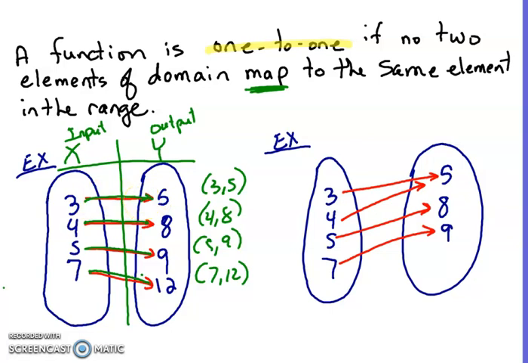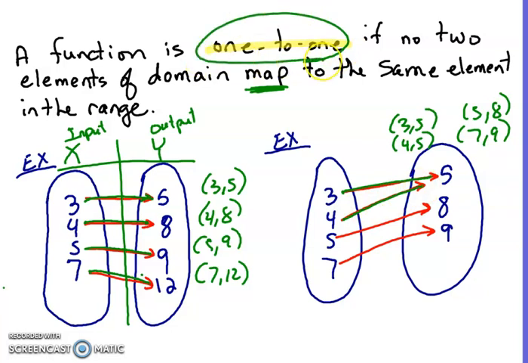So let's look at this other example. Again, this is a relation. So 3 goes to 5. So that's a point. 4 goes to 5. That's a point. 5 goes to 8. That's a point. And then 7 goes to 9. That's a point. But notice, this is a function as well, because every point, like if I put in 3, it goes to one number. If I put in 4, it goes to one number. So this is a function. Now, but it's not one-to-one.